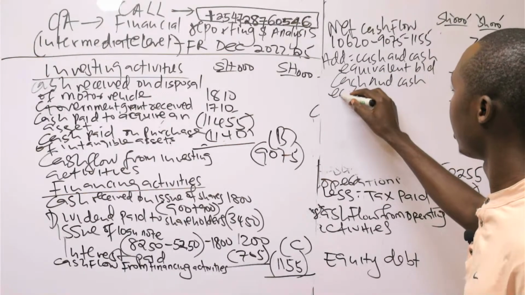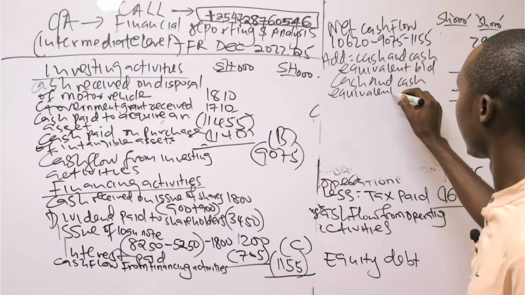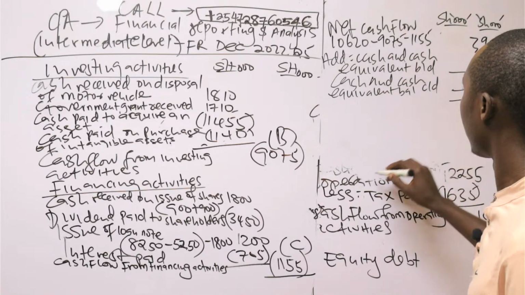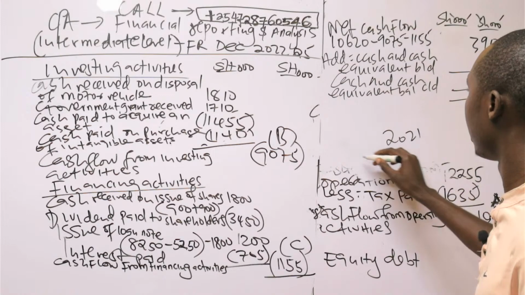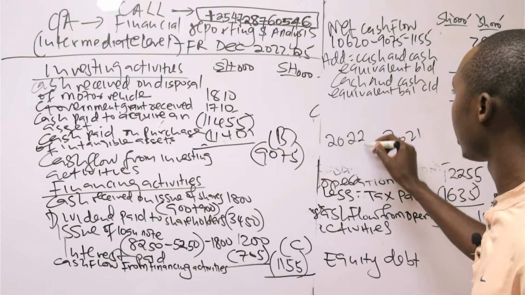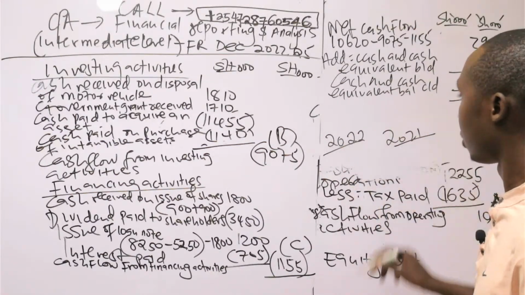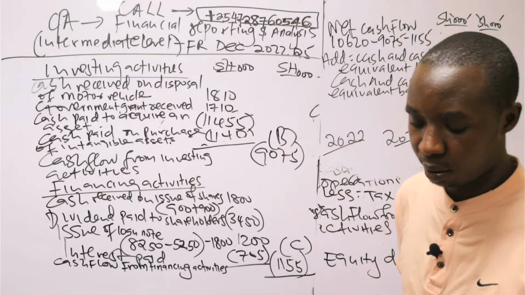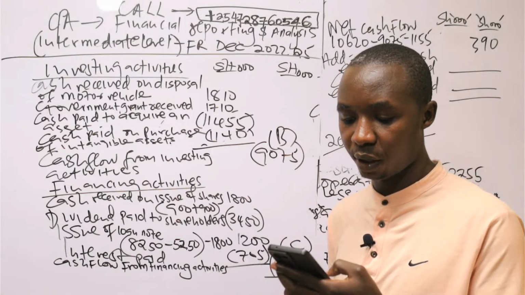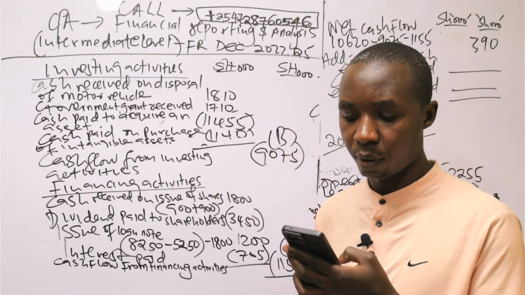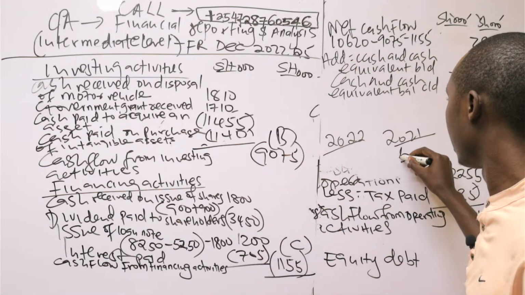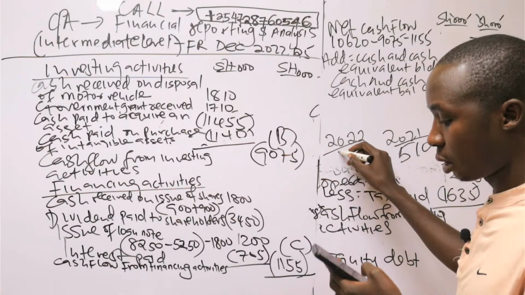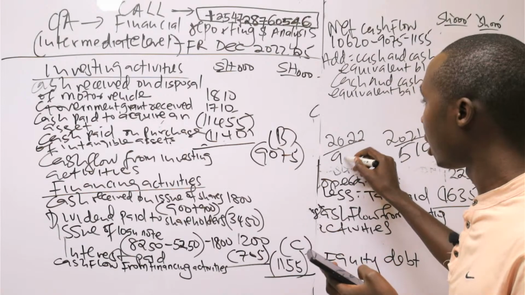Cash and cash equivalent. Balance carried down. So the cash and cash equivalent according to 2021, then cash and cash equivalent at the end as of 2022. According to 2021, if you go to your current assets, you are given a cash and cash equivalent of 510. Then as of 2022, you are given 900.